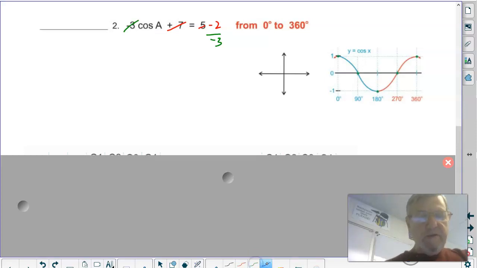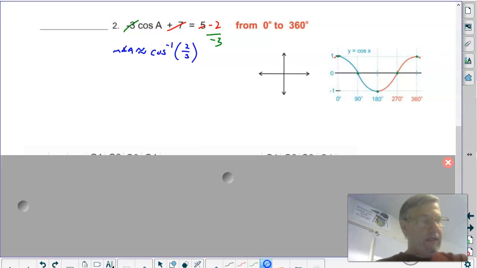And so the measure of angle A is going to approximate cosine to the negative 1 of 2/3. All right, so let's punch that in. Cosine to the negative 1, and I get 48.2 degrees. So the measure of angle A is approximately 48.2 degrees.